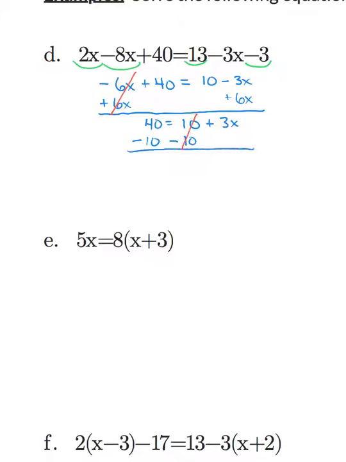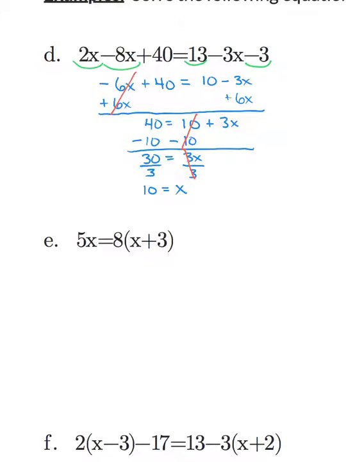On the right side, my 10's cancel. On the left, I get 40 minus 10 is 30 equals 3x. Finally, to get x by itself, I need to get rid of the 3. Since it's being multiplied to the x, we want to divide by 3. So dividing by 3, I get 30 divided by 3 is 10 equals. My 3's cancel on the right side, leaving me with just x. And so we have our solution.